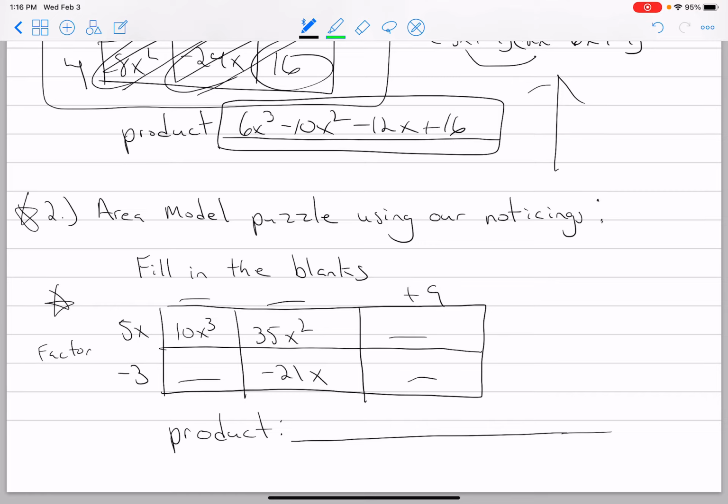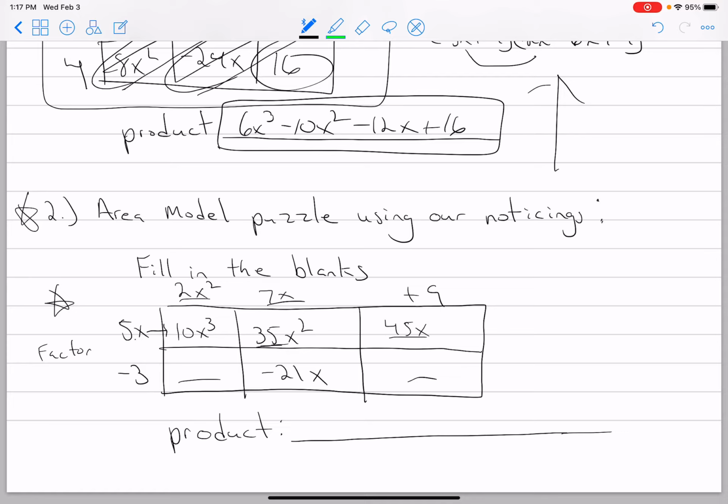If I'm looking at this, I'm thinking, okay, I need to go from 5x squared to 10x cubed, so I got to multiply it by 2x squared. I got 5x times something is going to give me 35x squared, so this needs to be a 7, and this needs to be an x, all right? And then I know that this is a plus 9, so 5 times 9 is 45x.